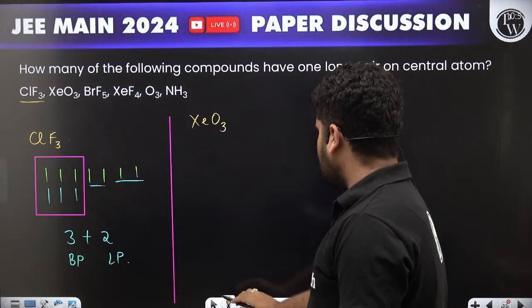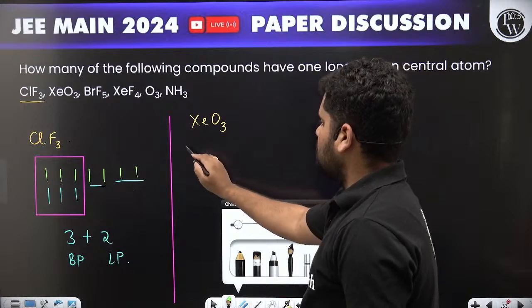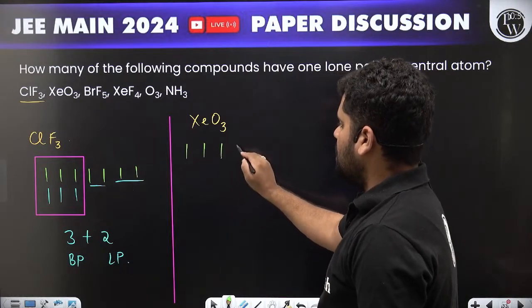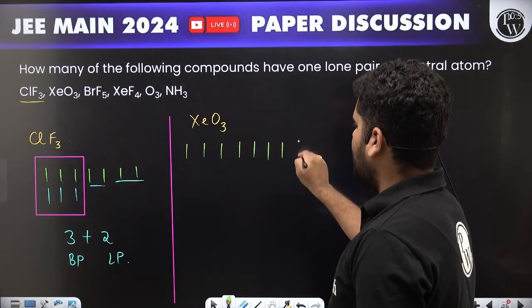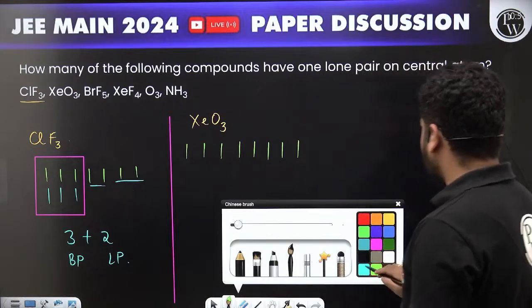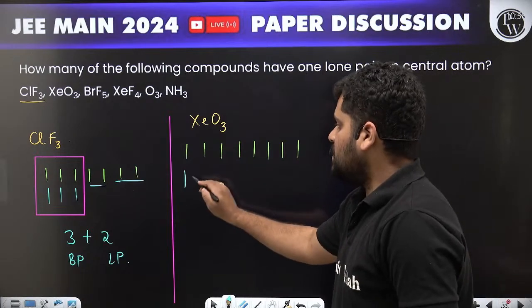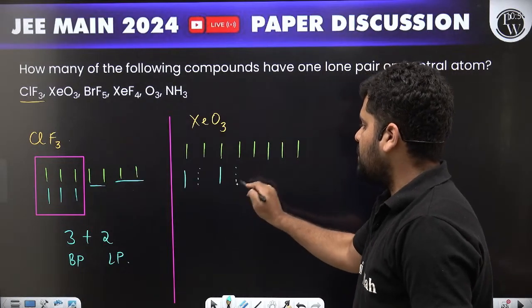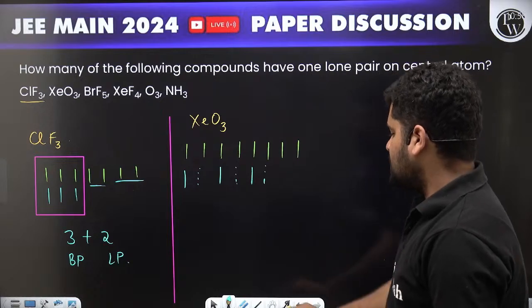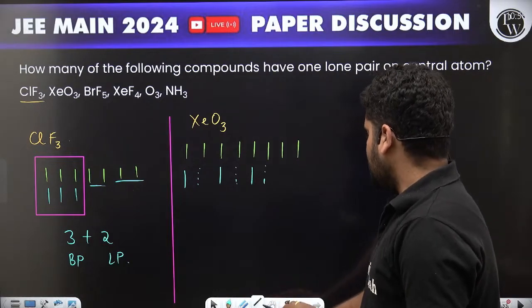XeO3. Xenon has 8 outer electrons, so we will put 8 lines like this: 1, 2, 3, 4, 5, 6, 7, 8. Oxygen forms a sigma bond as well as a pi bond. Pi bond should not be considered, right? So you have a sigma bond and a pi bond, sigma bond and pi bond, sigma bond and pi bond. 3 oxygens, 3 sigma bonds and 3 pi bonds we have.